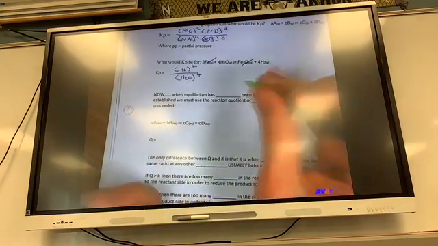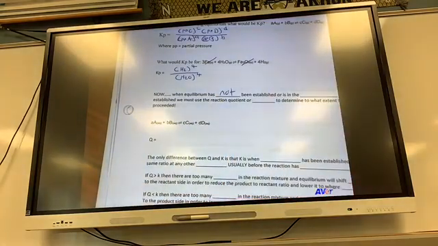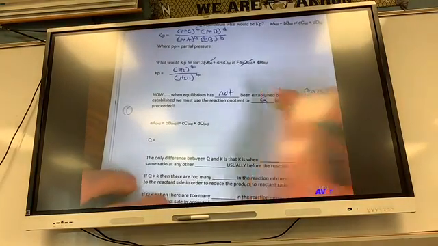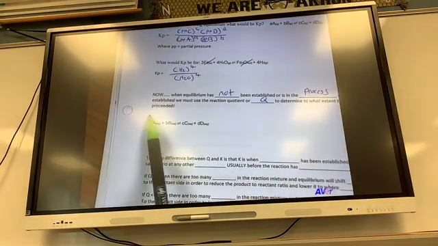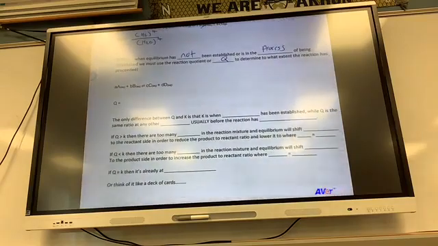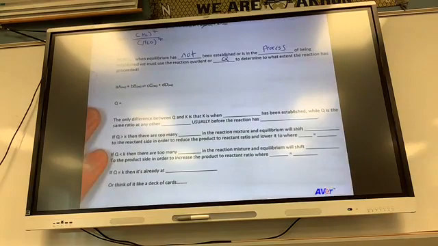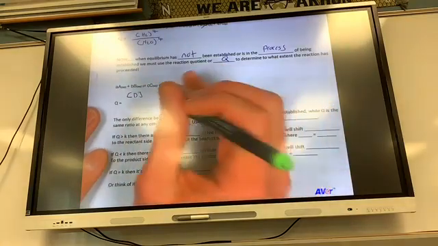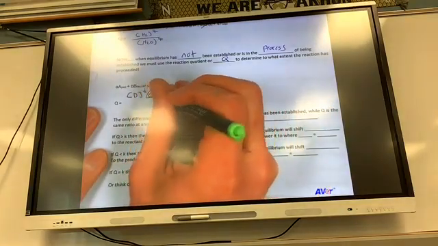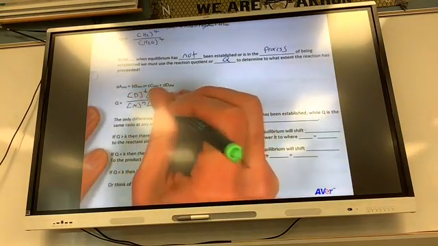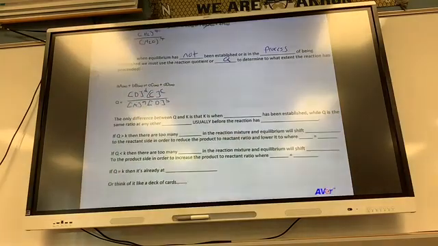Now when equilibrium has not been established or is in the process of being established, we must use the reaction quotient, or Q. We talked about this yesterday, to determine to what extent the reaction has proceeded. The Q expression, as I hinted at yesterday, is the exact same as K. So if I wanted to write Q for this, it's going to be big C to the lowercase c, big D to the lowercase d, over big A to little a, big B to little b. So it's the same exact thing, but in a different set of circumstances.